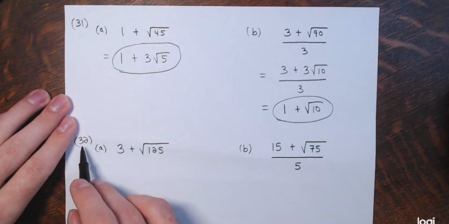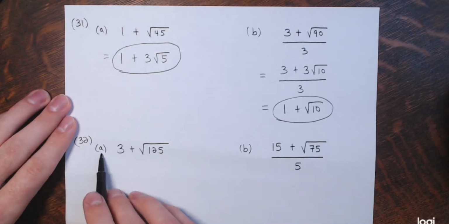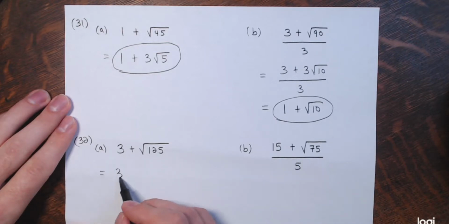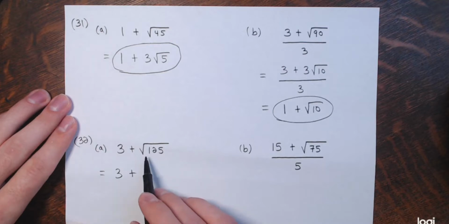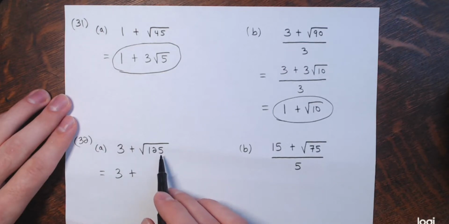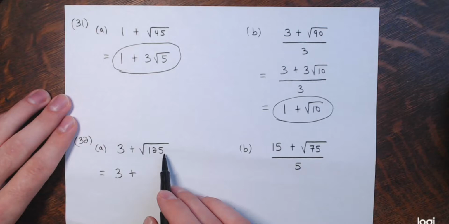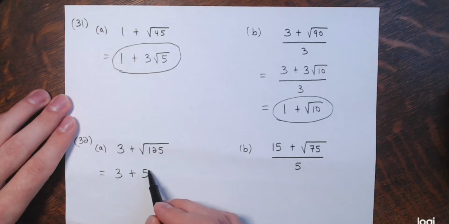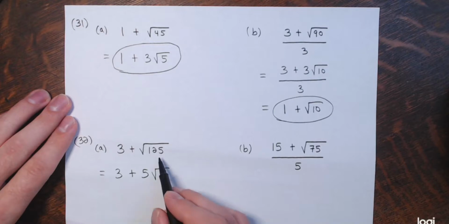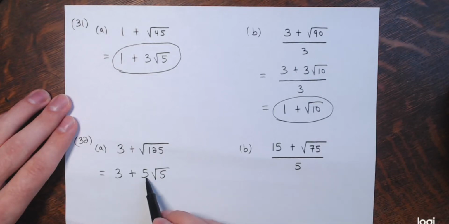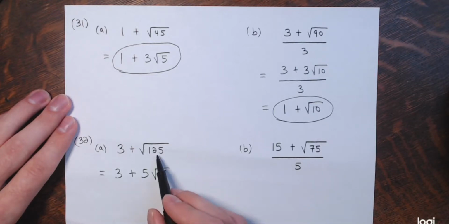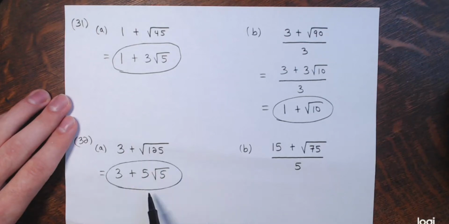And final question, 32 part A, and 3 leave alone. Square root of 125. Now this is 25 times 5. Square root of 25 is 5. So this is 5 times the square root of 5. All right, square root of 125 times the square root of 5 would be, square root of 25 times the square root of 5 would be the square root of 125. And this is it. And please don't add these.